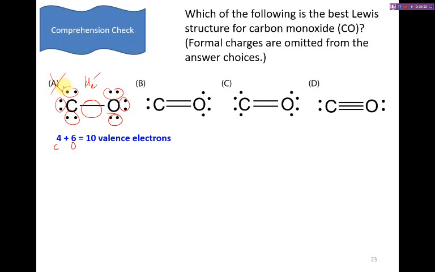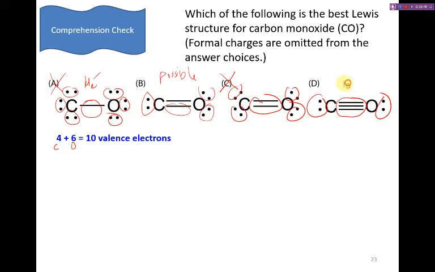That's not carbon monoxide. Structure B has 2, 4, 6, 8, 10. So this is possible. Structure C has 2, 4, 6, 8, 10, 12. That's not possible. Structure D has 2, 4, 6, 8, 10 electrons. So that's possible as well.